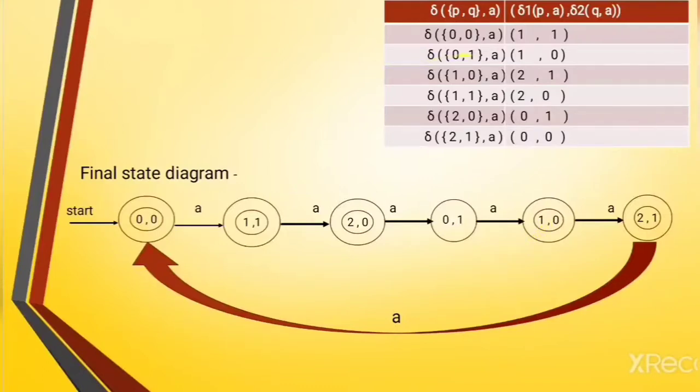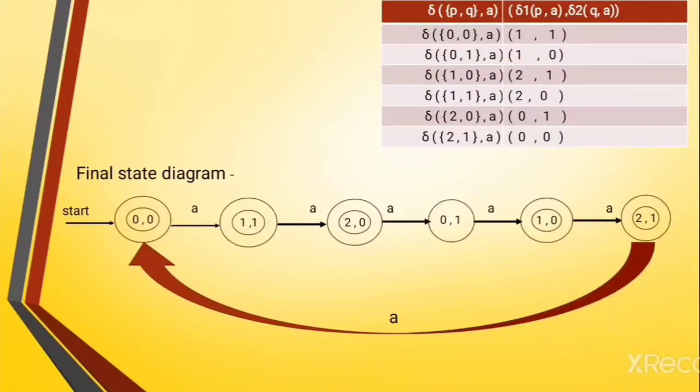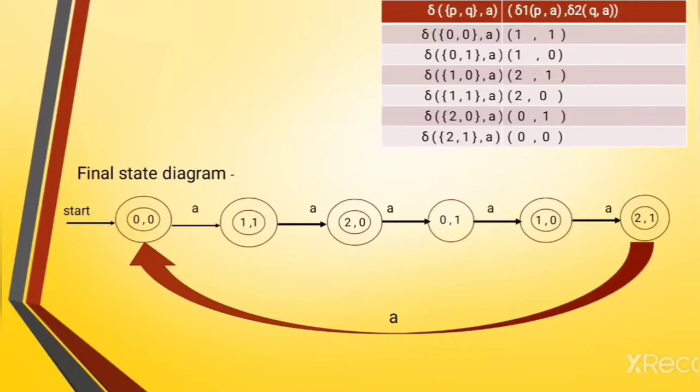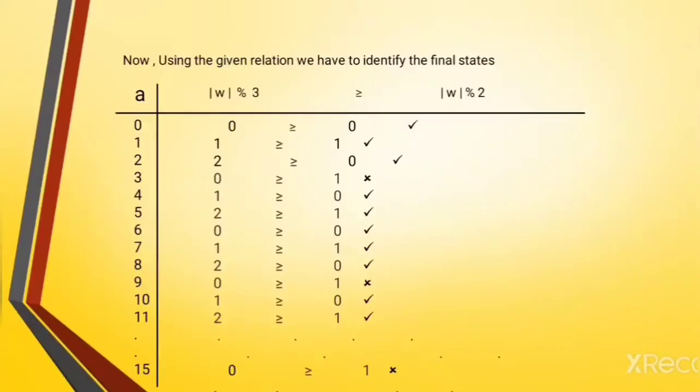Here is the transition table. We have to see this transition table and write the next state in the final state diagram. Now for 1,0, if I give the input alphabet A, it will move to the next state, 2,1. And here I have written two circles for 0,0, 1,1, 2,0, 1,0, 2,1. Why? Because previously I identified the relation that W mod 3 is greater than or equal to W mod 2.